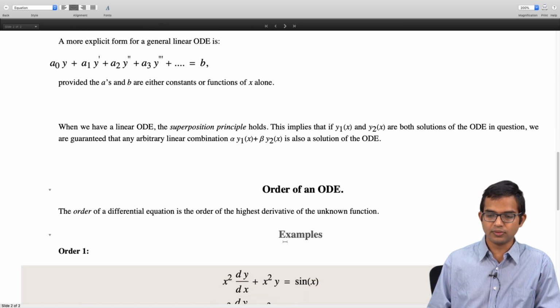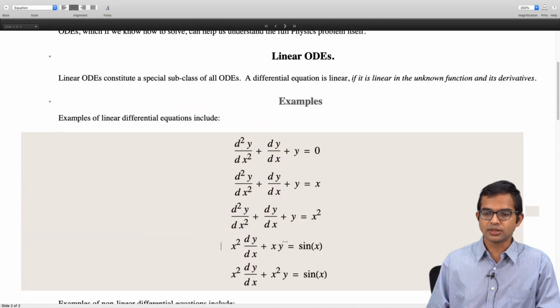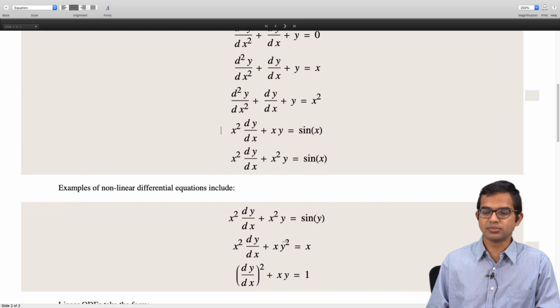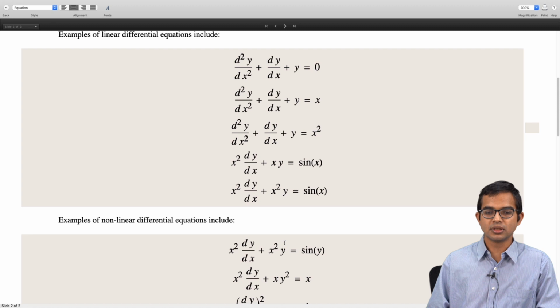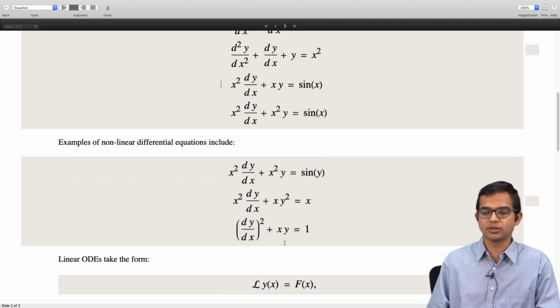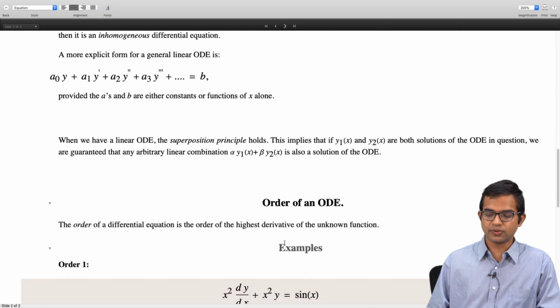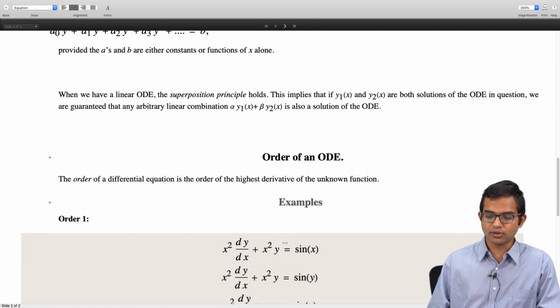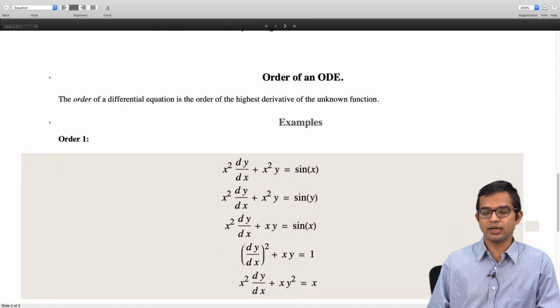So let's collect a bunch of examples from the examples that we have already looked at. We took all these examples and broke them into two bins, one of which contained linear equations and the other bin contained nonlinear differential equations. But we could have also broken this down into order one, order two, and so on. So the examples of differential equations with order 1 from our collection are all of these. If I have x squared dy by dx plus x squared y equal to sine x, there's no problem. If you have sine of y, it's all good.